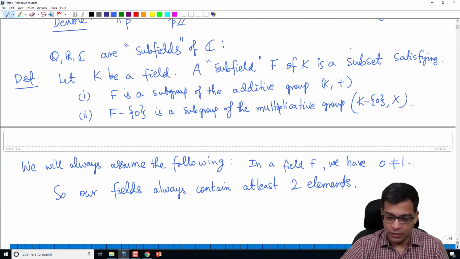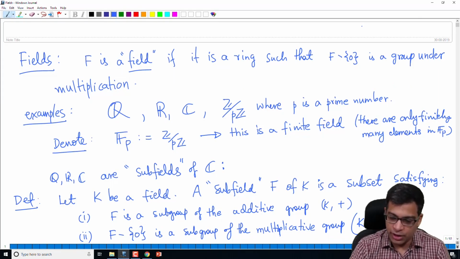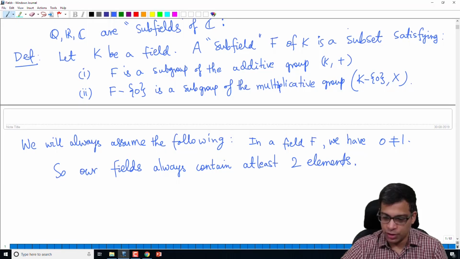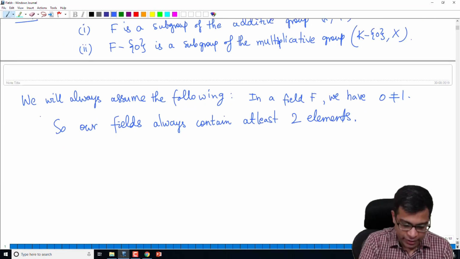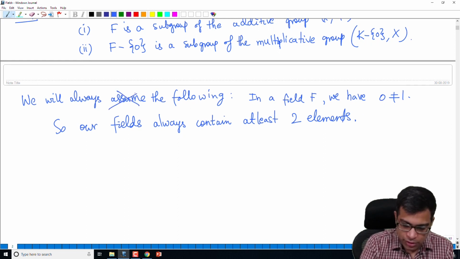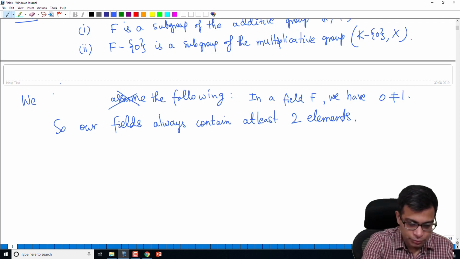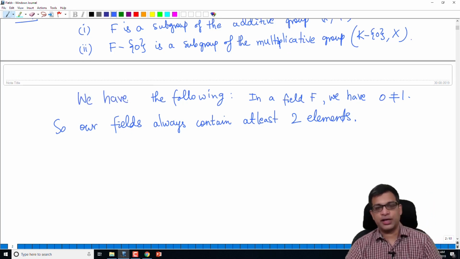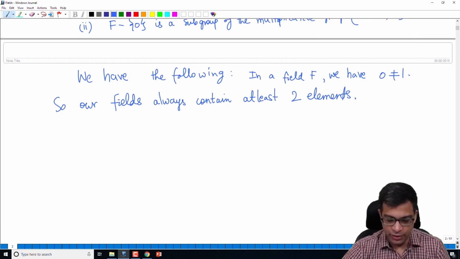assume this, in fact we will have this, because it's a ring such that F minus 0 is a group under multiplication. A group is supposed to be non-empty, so if you remove 0, if it has to be a group, it has to be non-empty, so it must have identity. So in fact, it's not just that, we have the following. So I will write, we have the following, right? So that's not an assumption, it is a consequence of our definition.